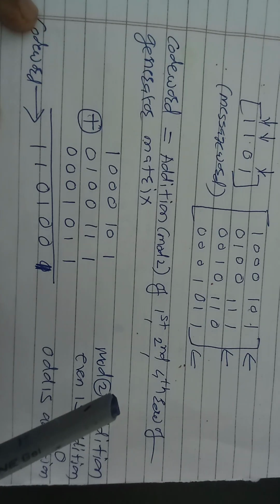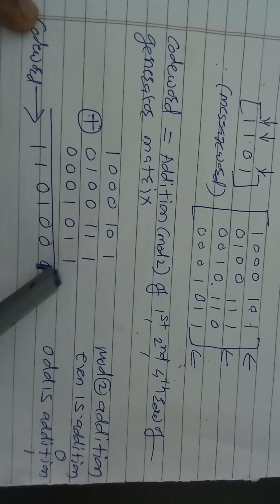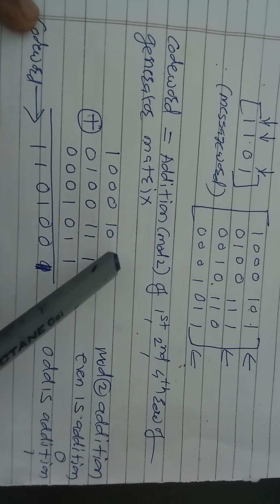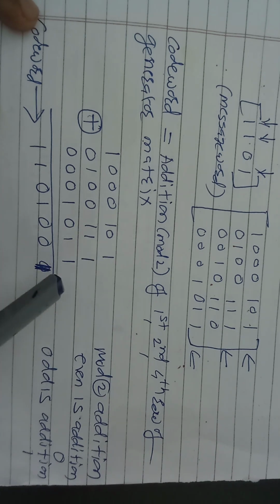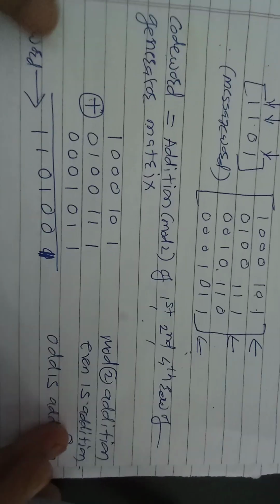Now addition is also very easy. You just count the ones. If an odd number of ones are there, write 1. If an even number of ones are there, write 0, because this is an XOR operation. So 1, even 0, even 0, 1, 0, 1, 1. So this is your code word.